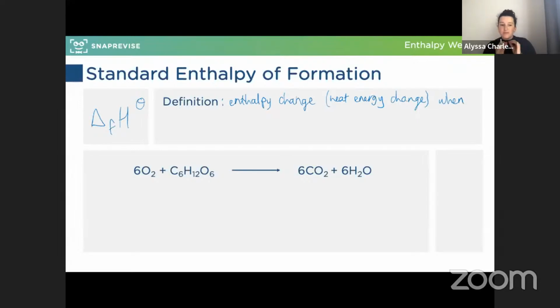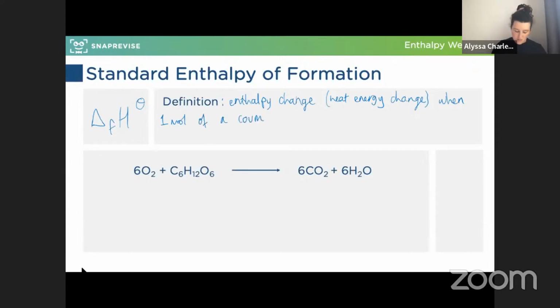So all enthalpy is per mole, which means for the most part, apart from enthalpy change of reaction, which is a bit more awkward, there's going to be 1 mole in there somewhere. We're either forming 1 mole, or breaking apart 1 mole, or using 1 mole. Because it's per mole, we need to have a number of moles in there somewhere. So for standard enthalpy of formation, it's forming 1 mole of a compound. So the enthalpy change, or heat energy change, when 1 mole of a compound.